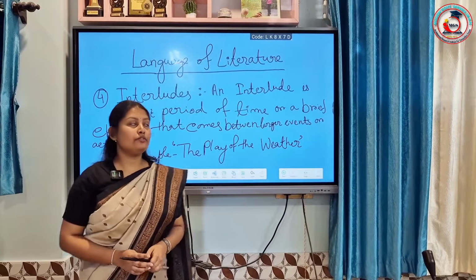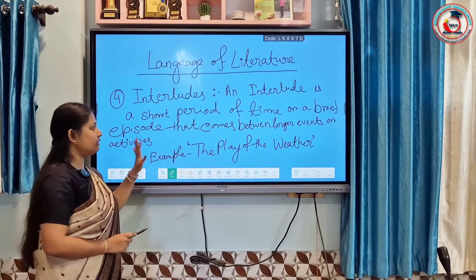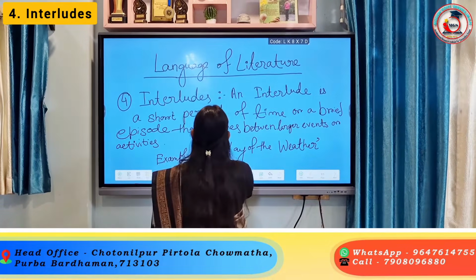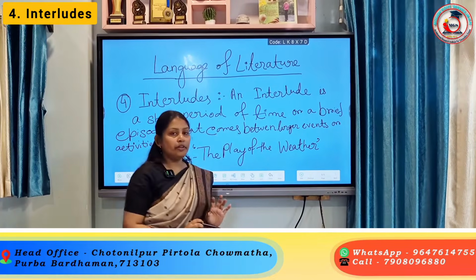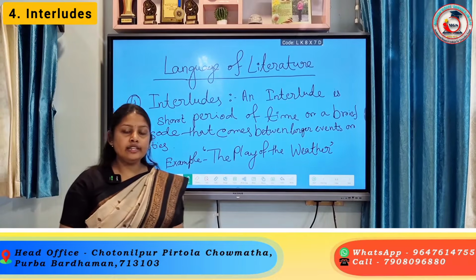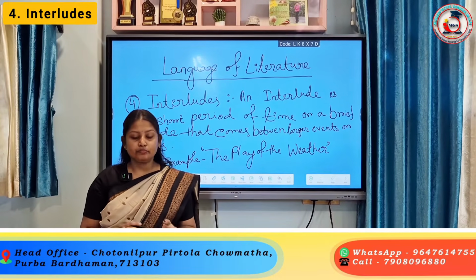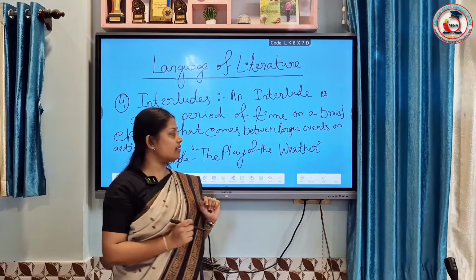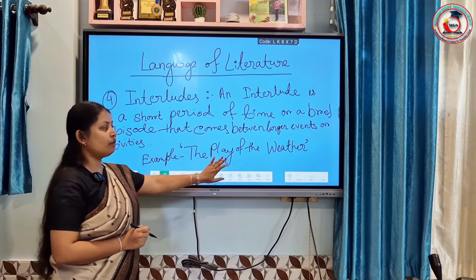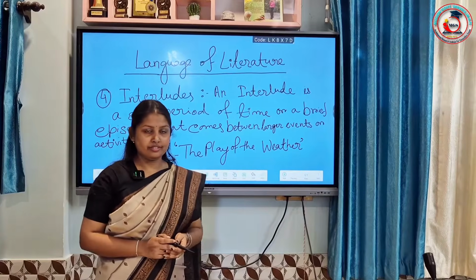Okay. So the fourth literary term is interludes. An interlude is a short period of time or a brief episode that comes between larger events and activities. And we can see the use of interludes in The Play of the Weather by John Heywood.